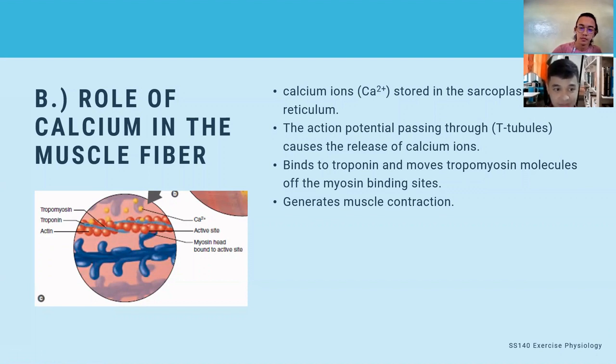So the role of the calcium in the muscle fibers is to remove the tropomyosin out of the binding sites so that the myosin can form a cross bridge, cross bridge formation that allows the contraction.